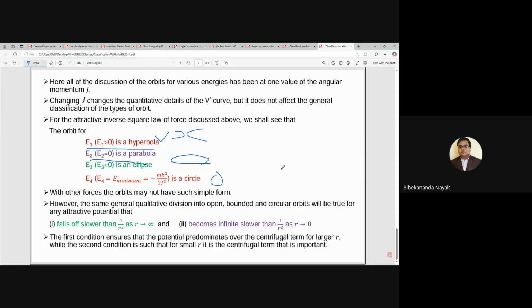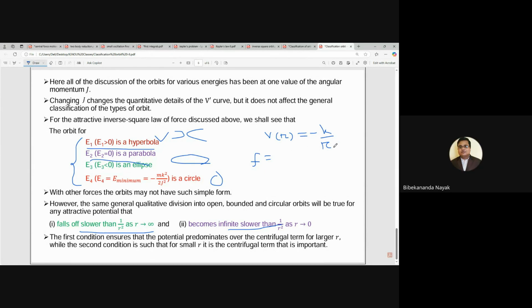We found it analytically, but from Kepler's law we also found the same type of orbit classification mathematically. And this type of behavior is valid for a potential which falls off slower than 1 by r square. Meaning if the force is 1 by r square, our potential is equal to minus k by r. Is it not?